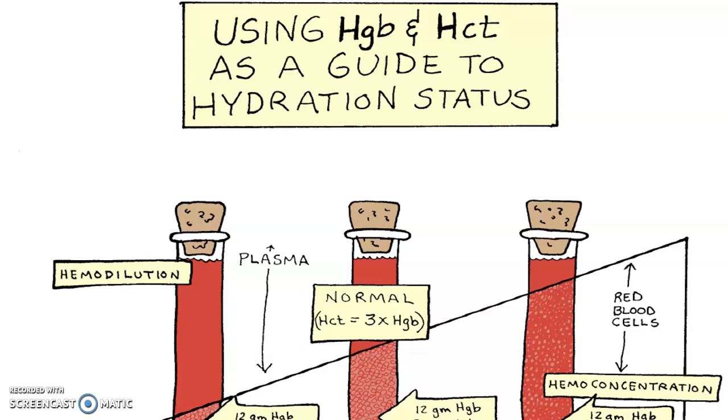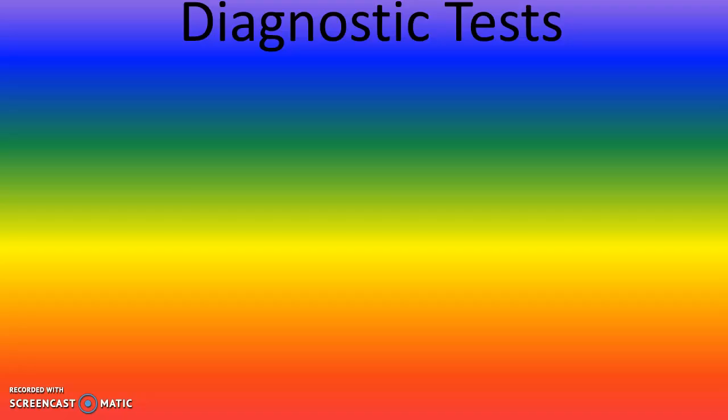We also know that the hemoglobin and hematocrit can tell us about our patient's hydration status. So if we have a really high hematocrit, we're going to see hemoconcentration. We're going to see a patient who is dehydrated. Again, if we have a really low hematocrit, that's going to show us a patient that is overhydrated. Normally, your hematocrit should be about 3 times what the hemoglobin is. So you can see here that the hemoglobin is 12 and the hematocrit is 36%. That's pretty close.